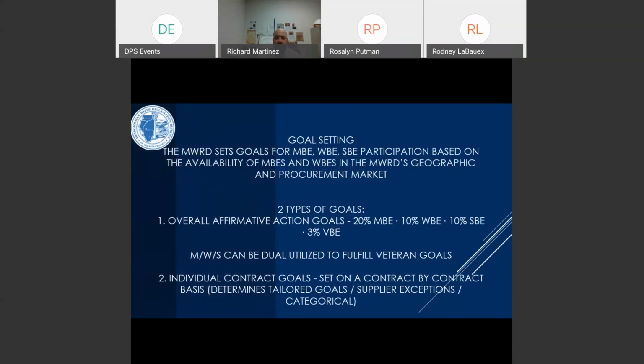And typically our goals will be 20% MBE, minority-owned business, 10% woman-owned business, 10% small business, and on varying contracts, a 3% veteran-owned business. And those are our typical goals, but they also vary on a contract-by-contract basis.